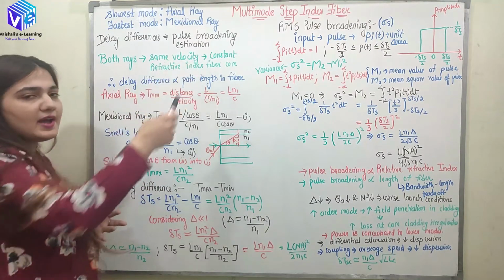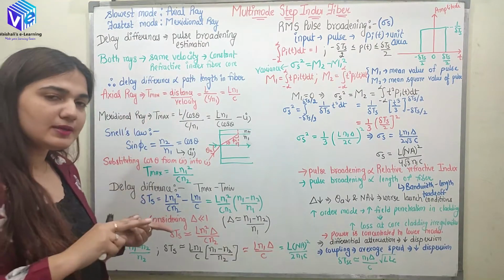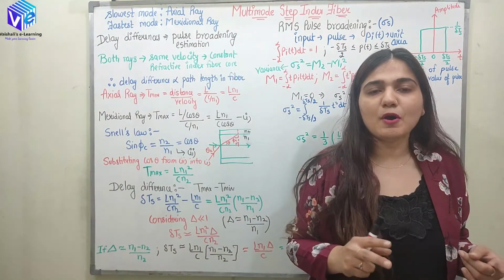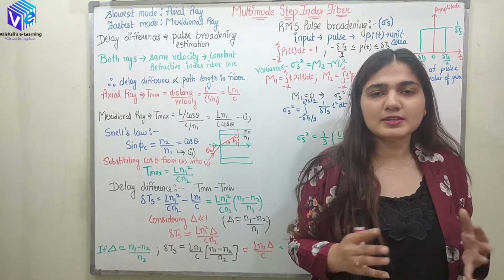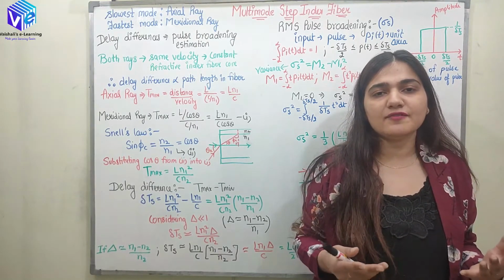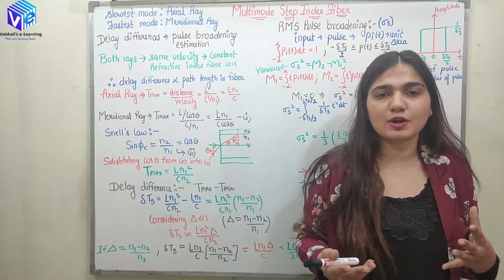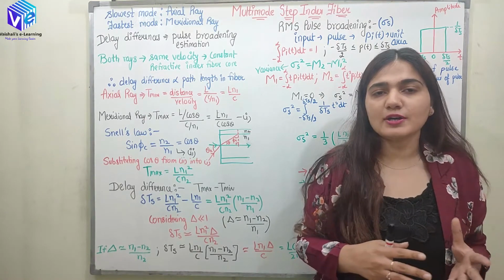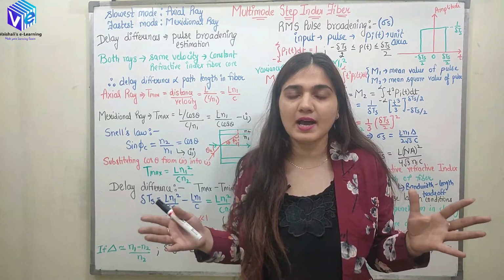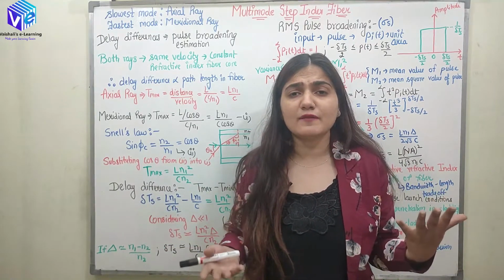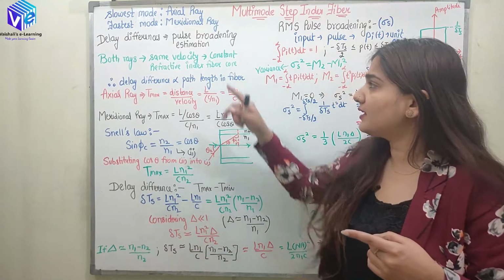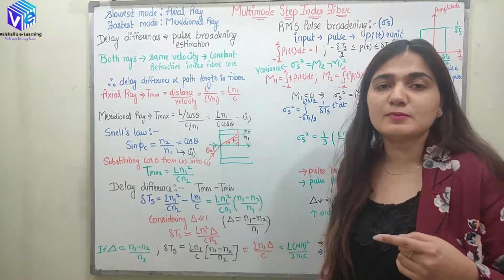Now we can find out the delay difference between the slowest mode and the fastest mode with the help of the time in between the slowest and the fastest mode. And why are we finding the delay difference? To calculate the pulse broadening, because the pulse broadening depends upon the delay difference. If my delay difference is higher, the pulse broadening will be higher. So we have to calculate the delay difference to calculate the pulse broadening.